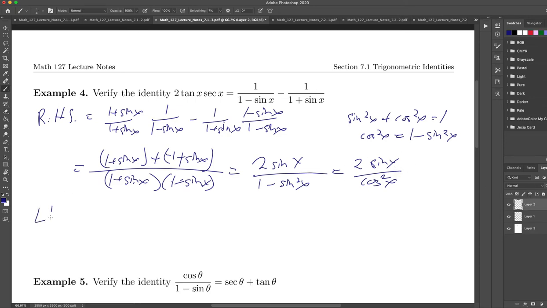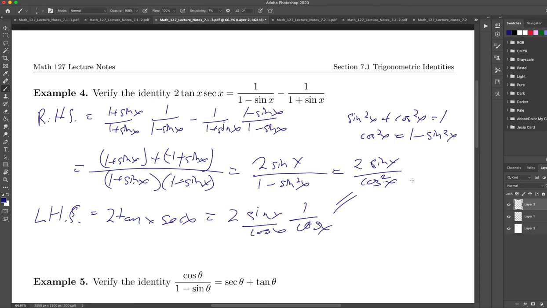So let's work on the left-hand side for a second. I don't know what to do, so I'm just going to convert. This is 2 tangent x secant x. And so I'm just going to convert this to sines and cosines. So this is 2 sine x over cosine x times 1 over cosine x. Are these two the same? Yes, these two are the same. And therefore, you're done. So I have the left-hand side equal to the same thing on the right-hand side.